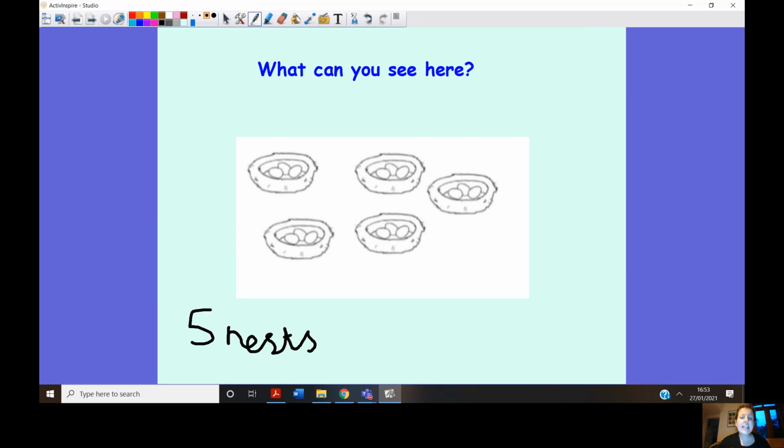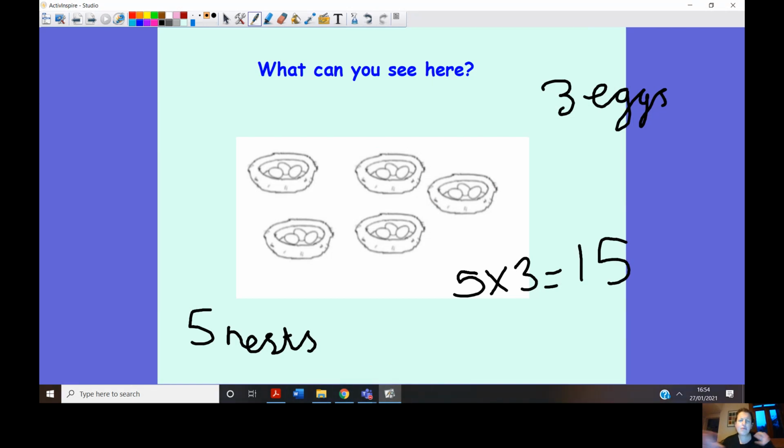And what is there in each nest? There is 1, 2, 3 eggs. So there are 3 eggs in each nest. 5 nests with 3 eggs. That is the same as 5 groups of 3. 5 groups of 3 is exactly the same as saying 5 times 3. 5 groups of 3 is equal to what? Let's count together. 3, 6, 9, 12, 15. Good. Again, just to recap so we really understand what our times tables are about.